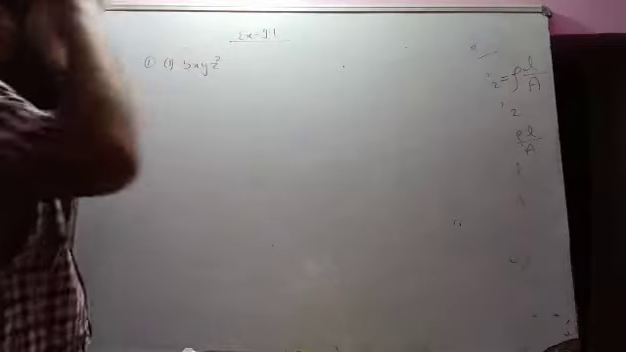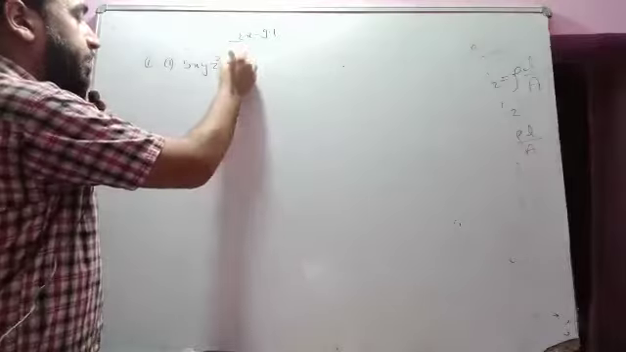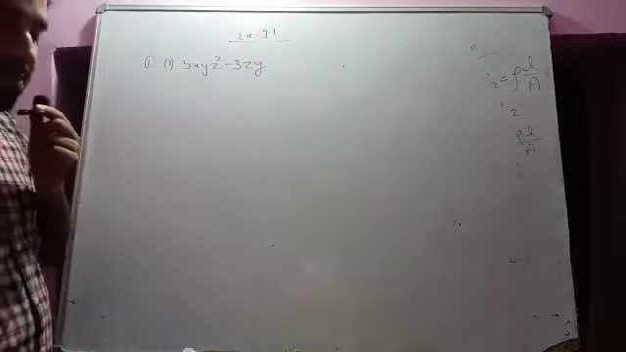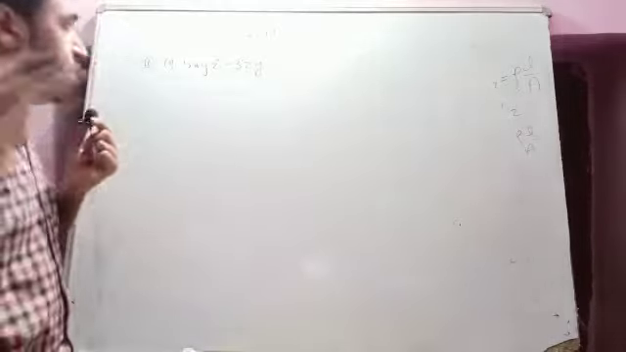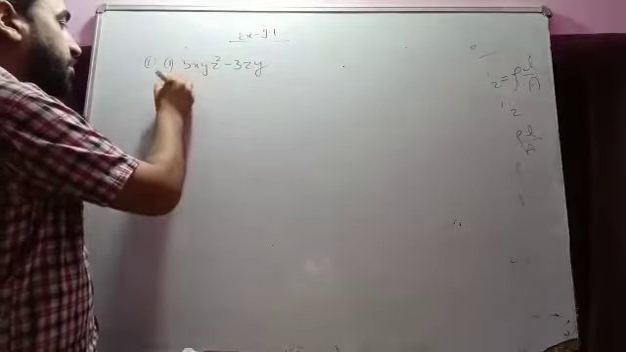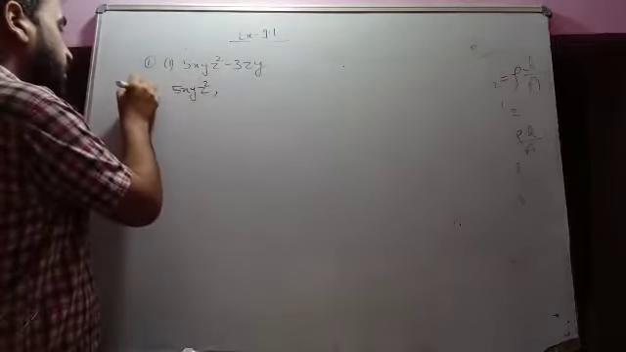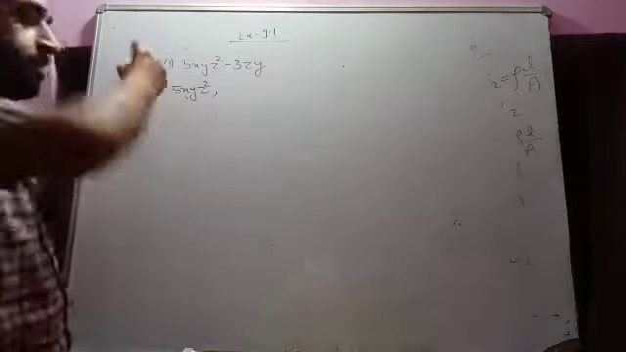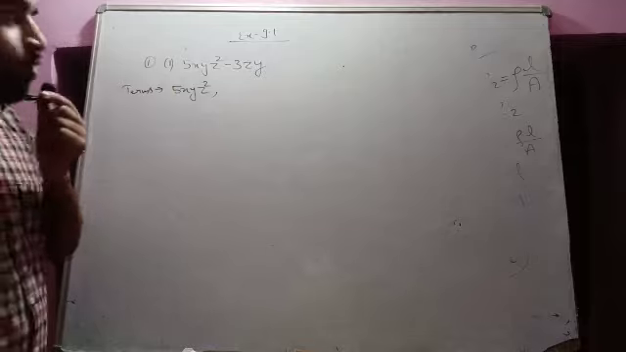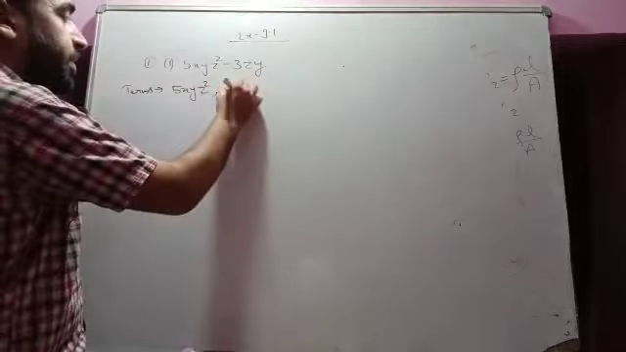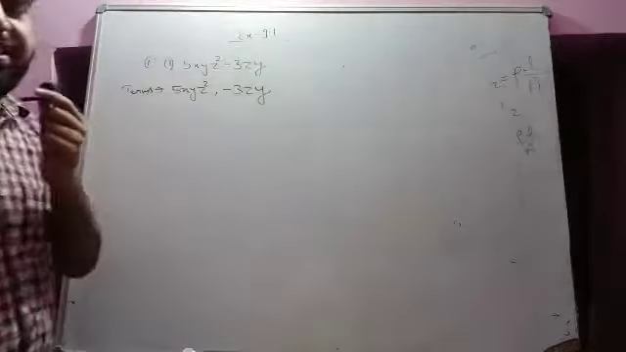Question number 1, first part is 5xyz square minus 3zy. Now students, how many terms are there? I already told you, the one which is separated by plus and minus sign is the term. So there are two terms. One is 5xyz square. Then we should mention it like this. We will write the terms. So first term is 5xyz square, comma, minus 3zy. Don't forget to mention the sign.